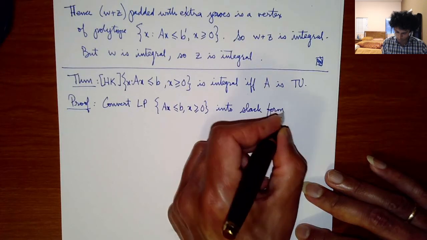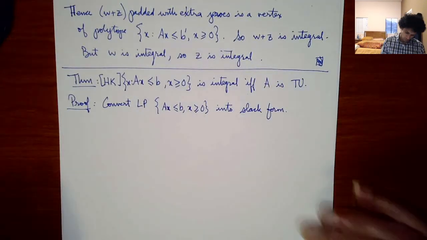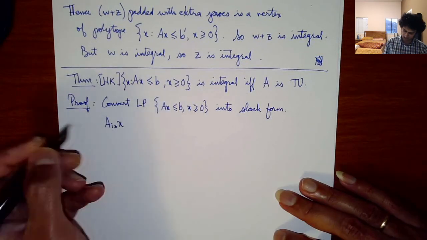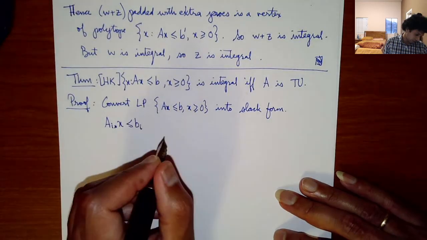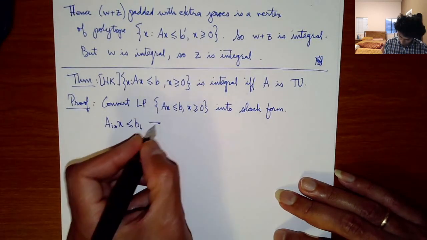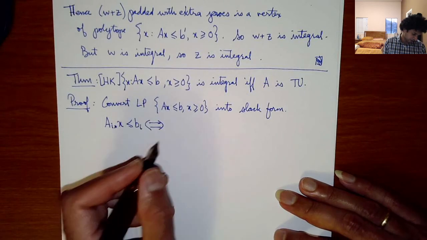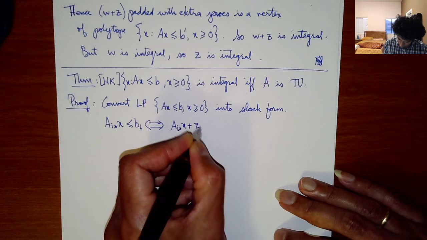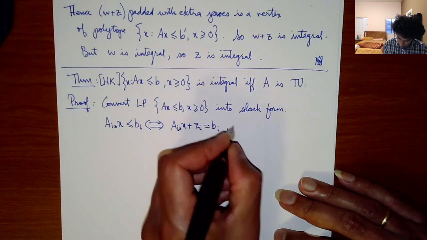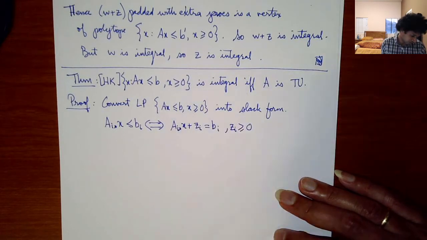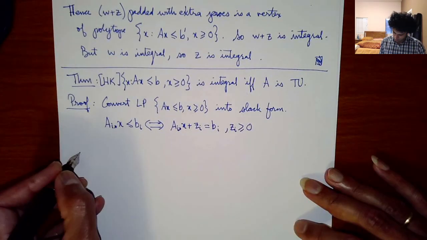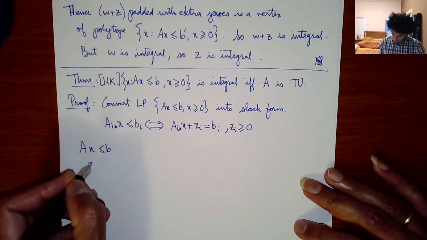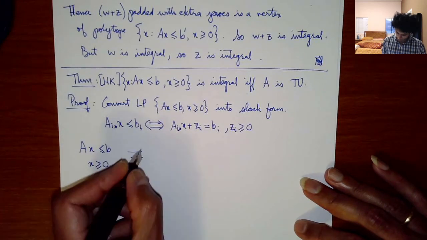So we'll convert it into the form that gets it over there. Remember that the conversion was just saying that if a_i x, some constraint, is less than or equal to b_i, then we essentially can convert this into a_i x + z_i = b_i, and then add the constraint z_i ≥ 0. So that just means that Ax ≤ b, x ≥ 0 can be converted.